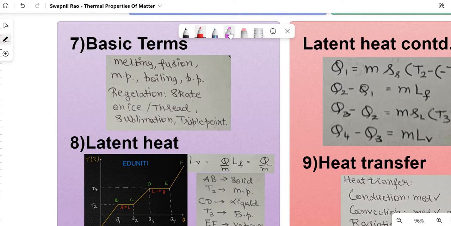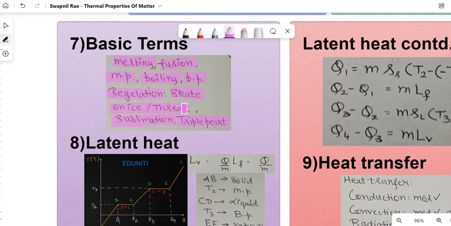Next one will be basic terms, which would be melting, fusion. I'm pretty sure all of you know. You can just read the NCERT: boiling, melting point, sublimation, and triple point. The one which is new might be this term, as you can see over here. I'm not sure on how to pronounce it. That's why I'm just going to leave it over here. So this would be seen in application of skating on ice, and also when you pass a thread through the ice. I'll be just explaining right now.